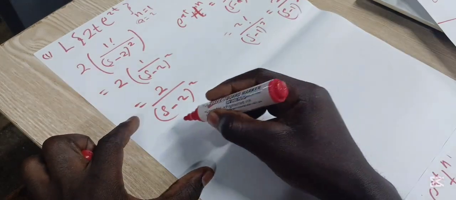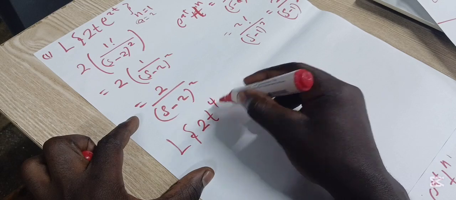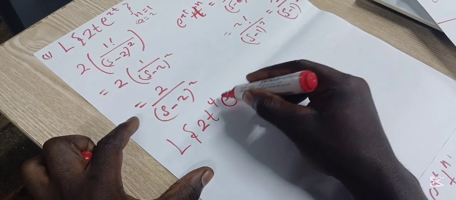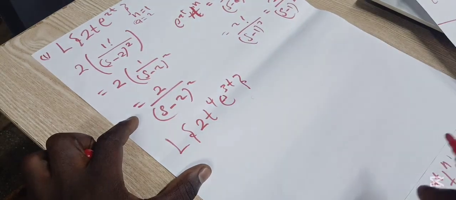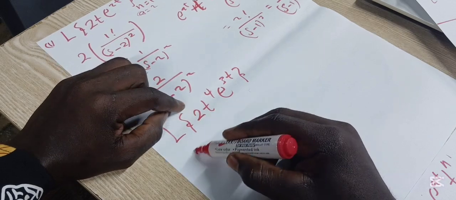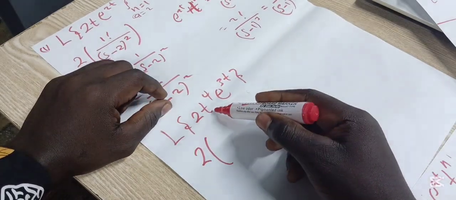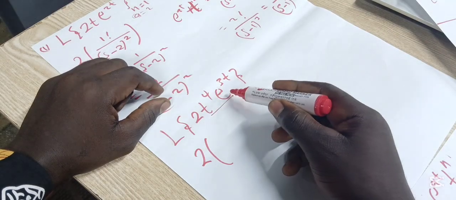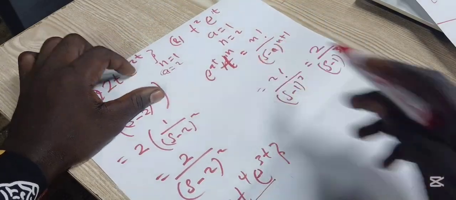Determine the Laplace transform for 2t to the power 4, e to the power 3t. So 2 here is a coefficient, so we just leave it like that when you open your bracket. Now that we have our Laplace transform of the form t to the power n e to the power at, we're just going to use that formula here.